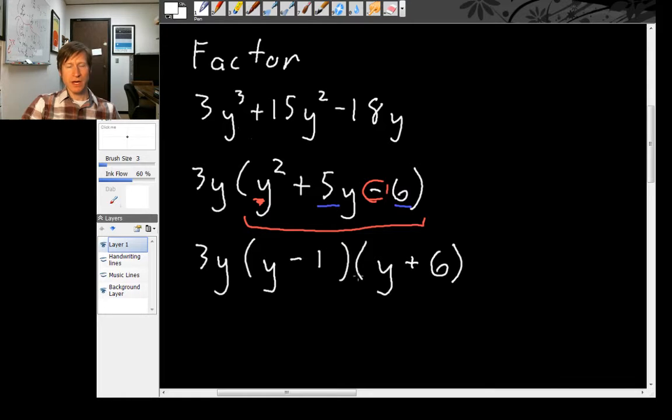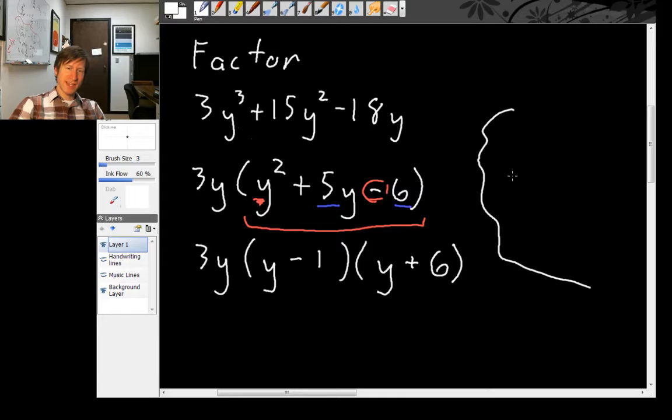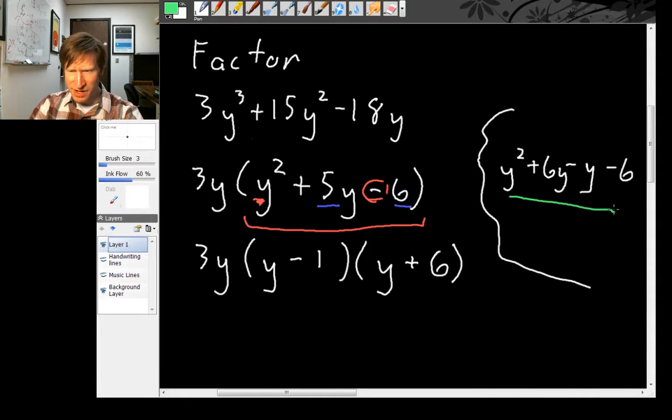There are only a few possibilities to check, but one of the possibilities is a positive 6 and a negative 1. Okay? Whenever you factor something by guessing like this, you should always check. So off in the margin, or maybe just in your head, you can check that this factoring is right. So we're going to get y squared. y times 6 is plus 6y. Negative 1 times y is negative y. And then negative 1 times 6 is negative 6. And then combine like terms. And sure enough, you get what we started with. So this factoring is correct.